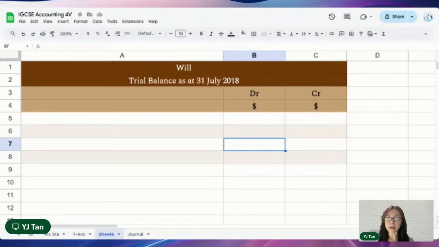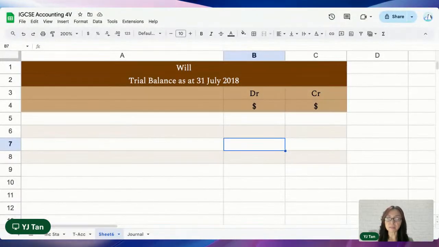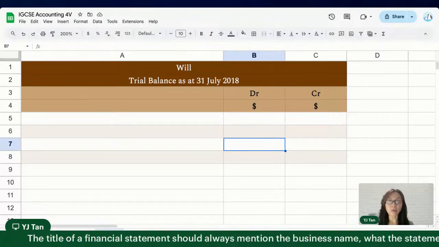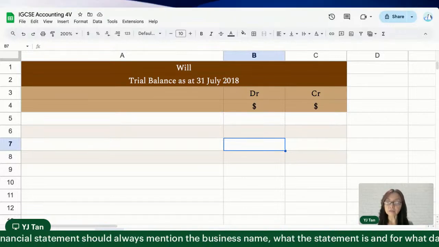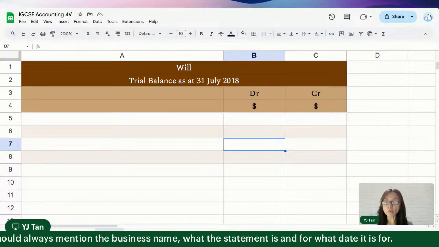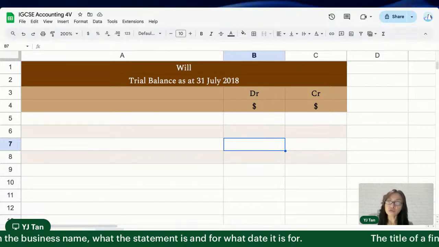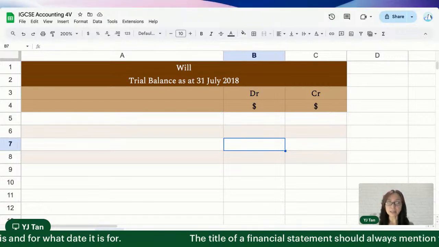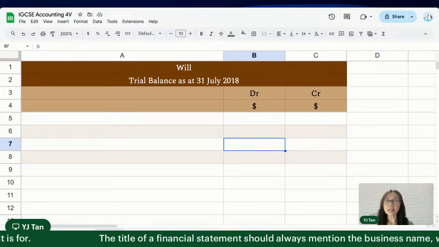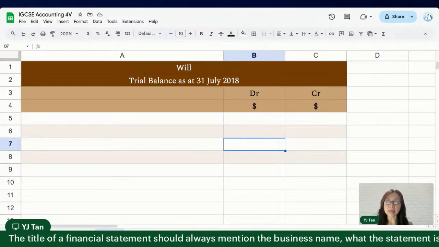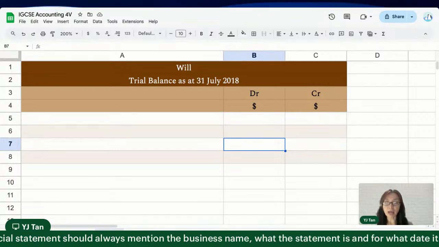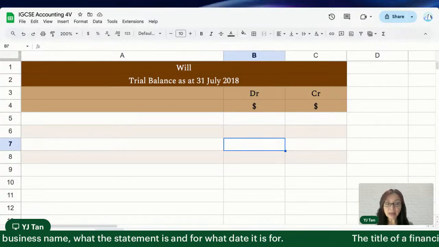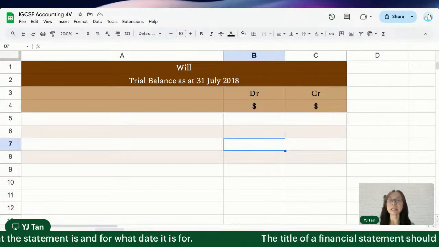Okay, let's have a look at this example. Let me go through with you one by one. So at the top, the title of this trial balance will start with the company name. In this case, we use Will as a business owner, right? And then the title will be trial balance as at 31st of July. So you put the date there. So business name, and then when it happened, you have to indicate that.